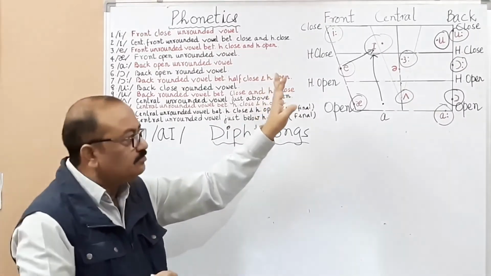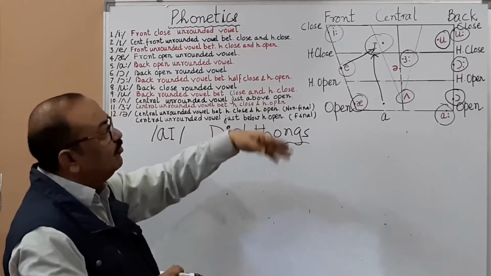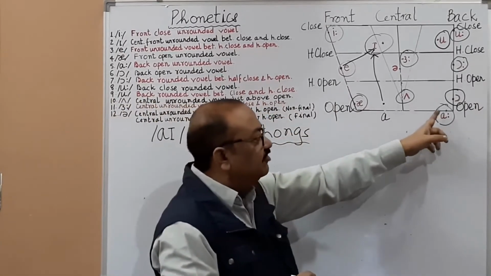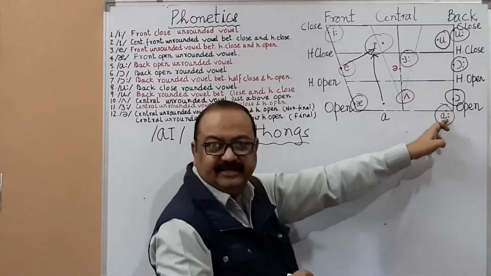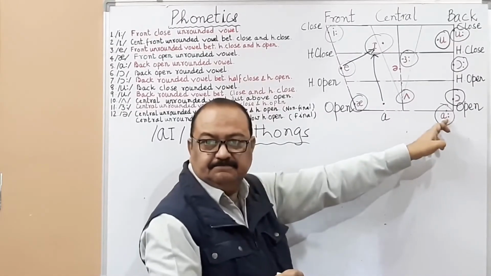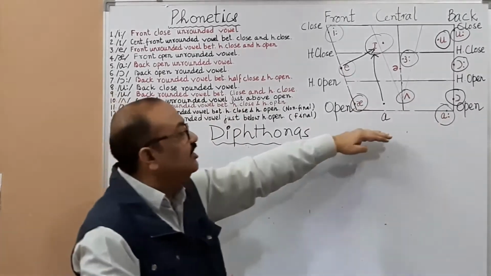Is it okay? Yes, sir. But as far as house is concerned, you will have a glide right from this place only. But here, you won't have these dots there. We have two diphthongs which begin with a sound.